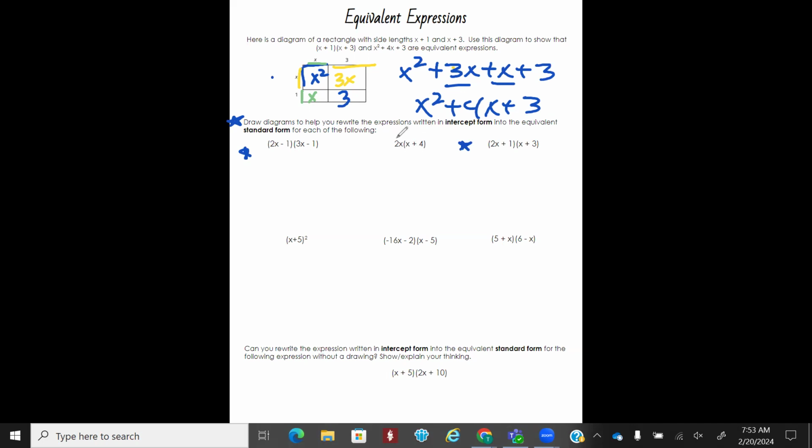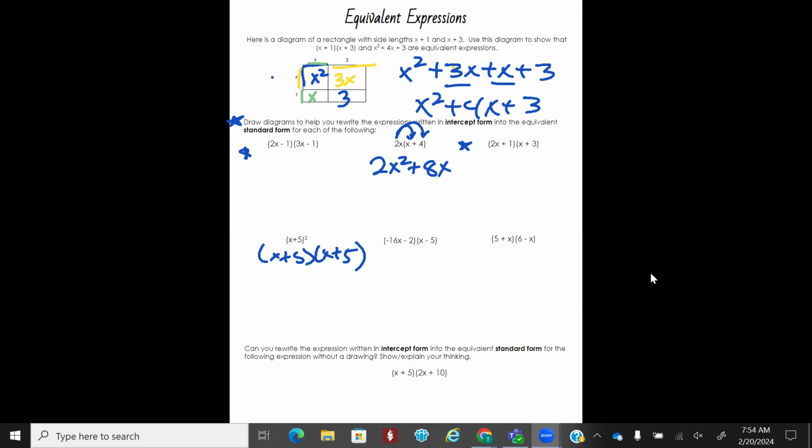Okay. We can use the distributive property and just distribute this guy. So if we do 2x times x, that gives us 2x squared. If we do 2x times 4, that's going to give us 8x. This right here is just a fancy way of saying x plus 5 times x plus 5. Okay. So go ahead and try those couple of problems.